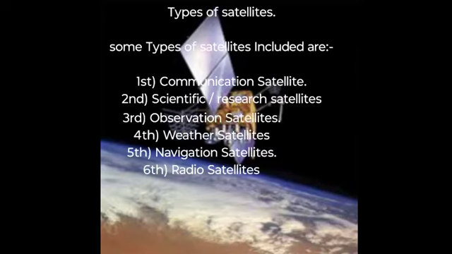Types of satellites. Some types of satellites included are: first, communication satellite; second, scientific research satellites; third, observation satellites; fourth, weather satellites; fifth, navigation satellites; sixth, radio satellites.